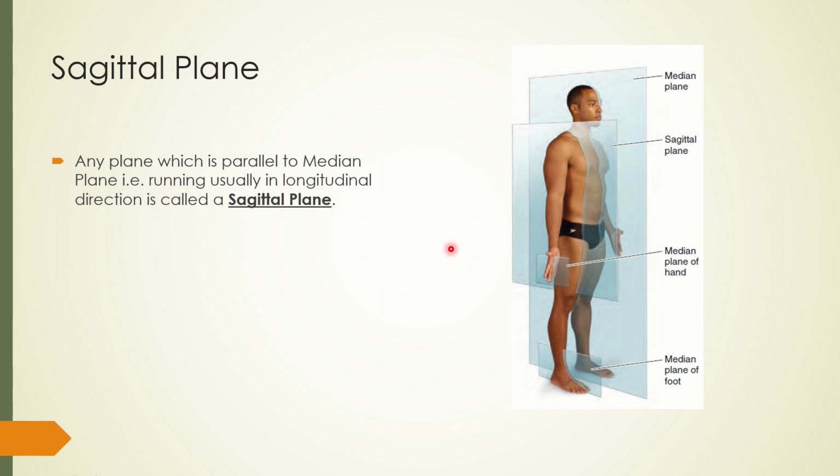The median plane and the sagittal plane are both vertical planes, as we can see. Look at the image. The sagittal plane is a plane parallel to the median plane. Here is the median plane, and here is the sagittal plane. But it will not divide the body into two equal halves.